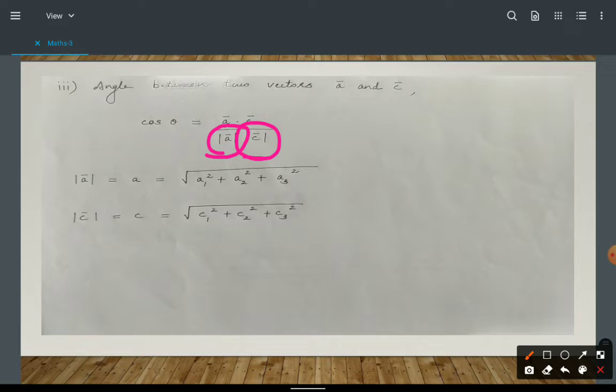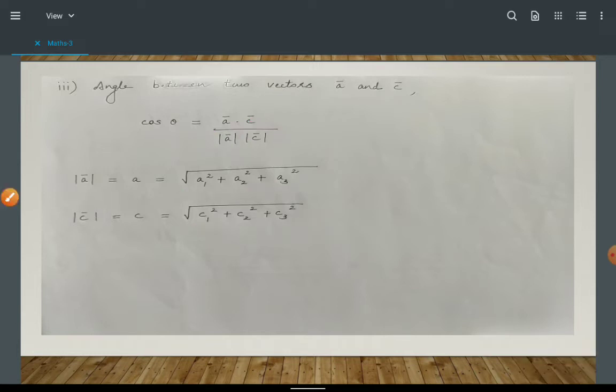അപ്പോൾ എന്താണ് ഈ modulus? How to find modulus? Modulus of a bar means root of a1 squared plus a2 squared plus a3 squared. And modulus of c bar is equal to root of c1 squared plus c2 squared plus c3 squared. So നമ്മൾ പഠിച്ച ഈ കാര്യങ്ങൾ വെച്ച് we can do one problem.